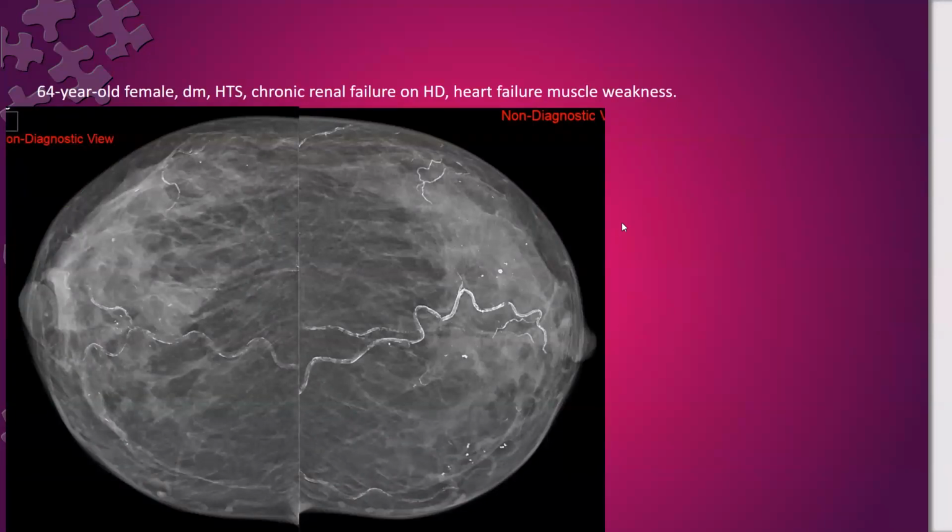What is wrong in this case? Large right nipple. Enlarged right nipple, excellent, well done. So, what is the cause of that? Could be a normal variant. It could be due to pathology like inflammation, Paget disease.